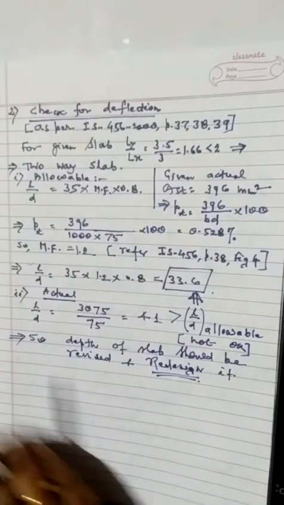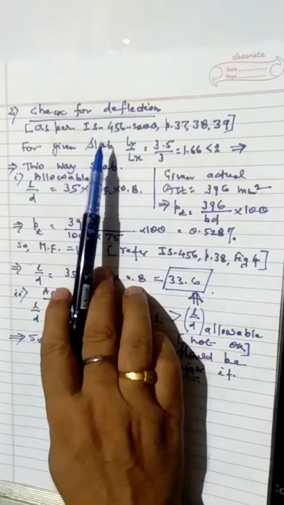And the second type of checking which we should do is check for deflection.